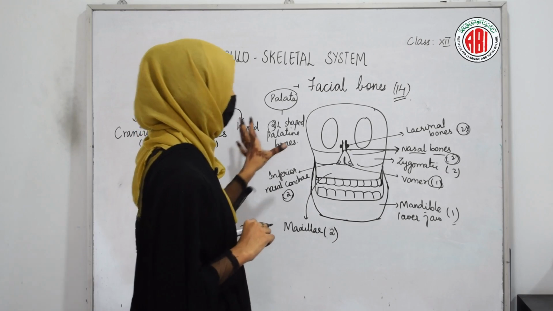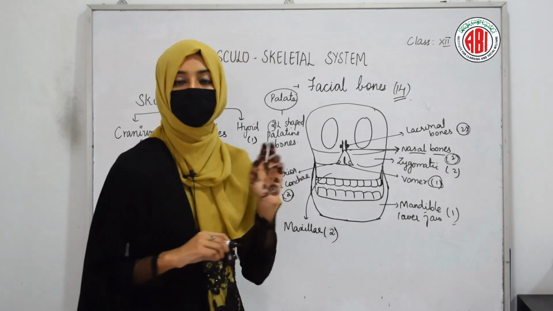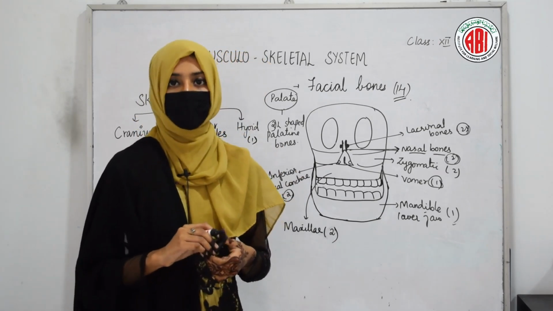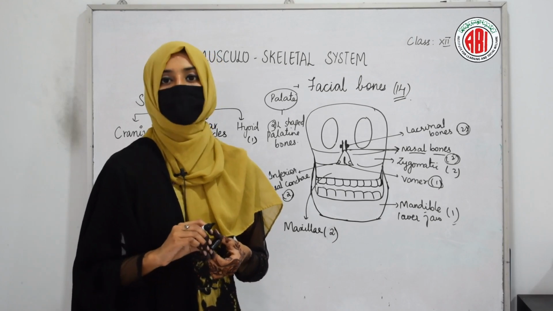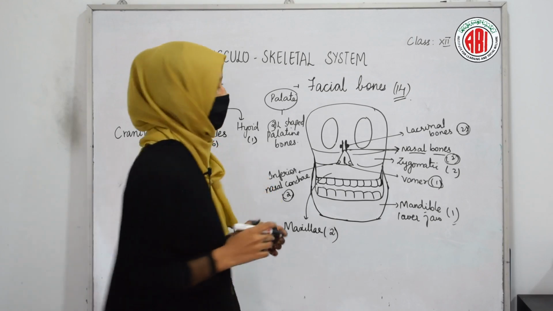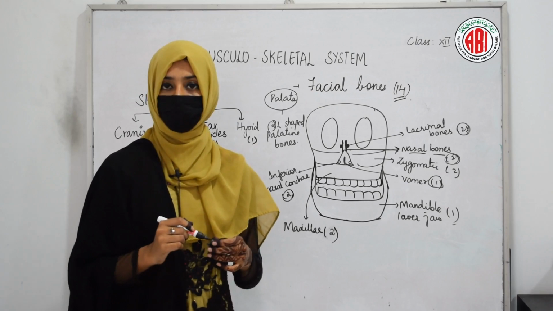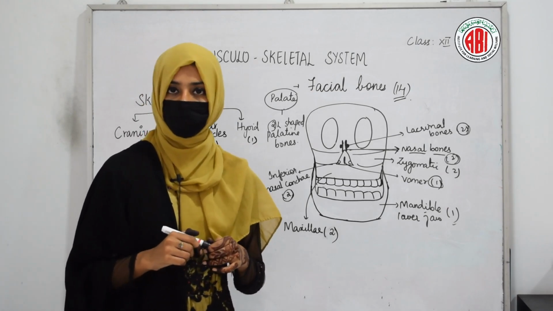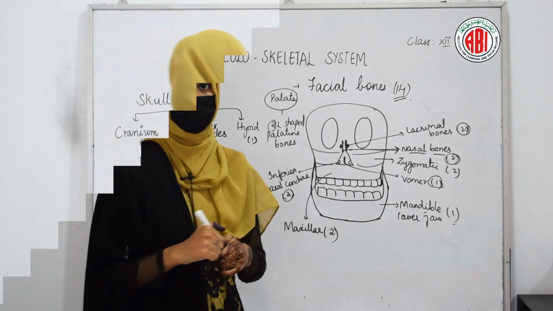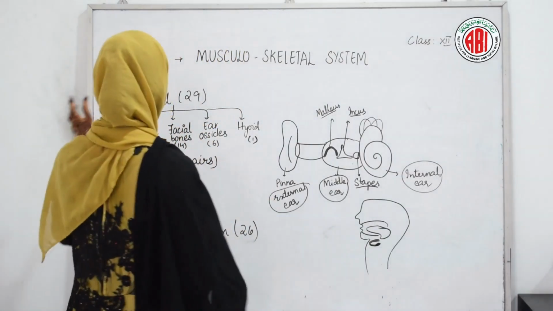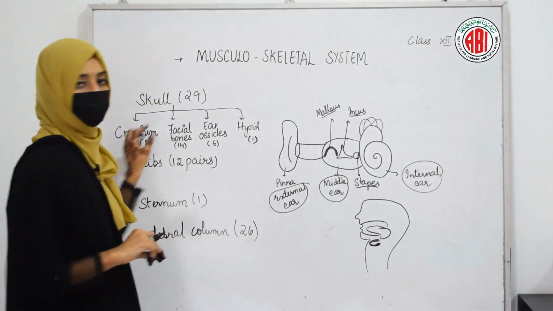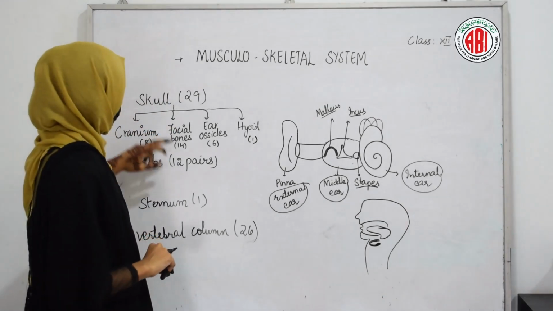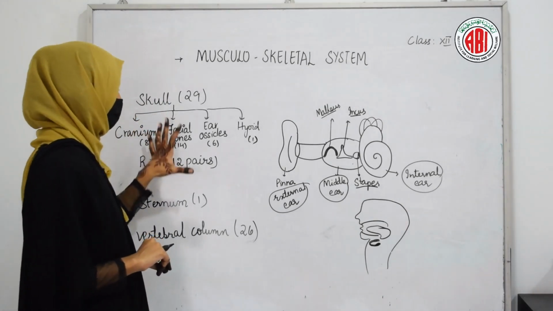In this way, different bones are found in the different parts of our face that give the shape to our face. So this is about the 14 different facial bones that are present in the different parts of our face. So we have seen the 8 bones of the cranium, and we have seen the 14 facial bones.